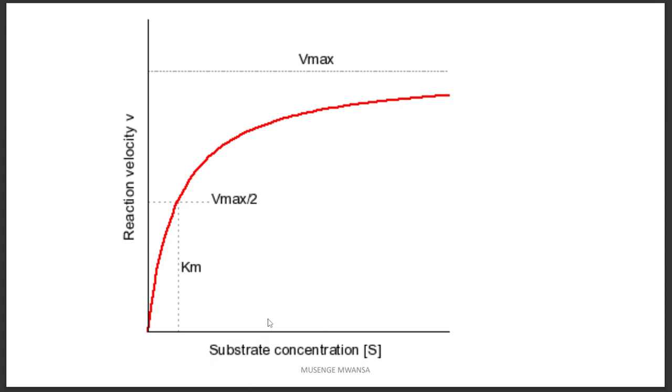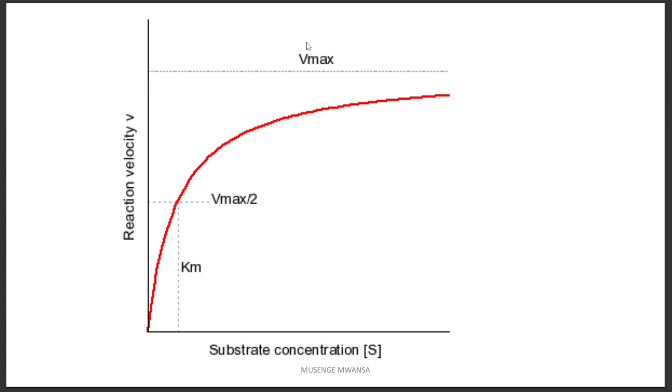the substrate. Now, there will be a point in time where all the active sites of the enzyme have already been occupied by the substrate. At that point, even if we increase the amount of substrate, the rate of the reaction is not going to increase. So at that point, we say we have reached the maximum velocity, Vmax or Vm. So maximum velocity is simply a point where even when we increase the concentration of the substrate, there is not going to be any increase in the rate of the reaction.